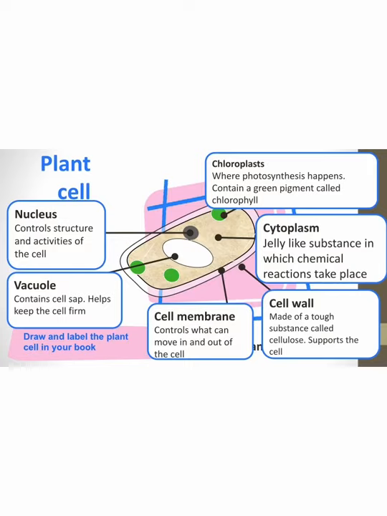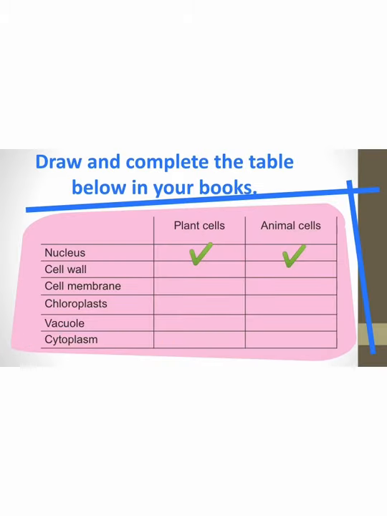What I want you to do now is to draw a plant cell in your book and label the different components. It's beneficial to do this in pencil so that if you make a mistake you can rub it out. Next, I want you to draw and complete the table below using what you've recapped on what's in a plant cell and what's in an animal cell, and use ticks and crosses to state if the component is in the cell or not. And then once you've done that, move on to the next slide.